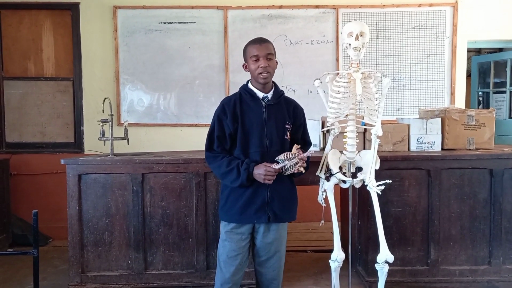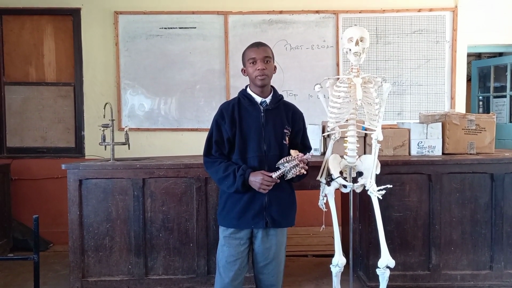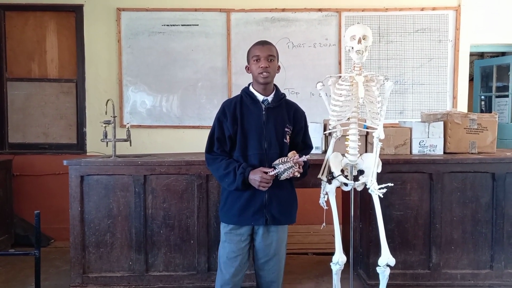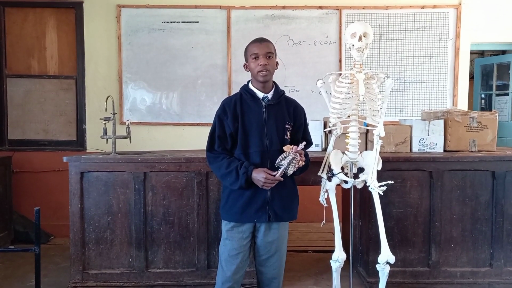In animals like birds, the sternum is light, forming a keel, which has the flight muscles attached to it that enable the bird to fly.